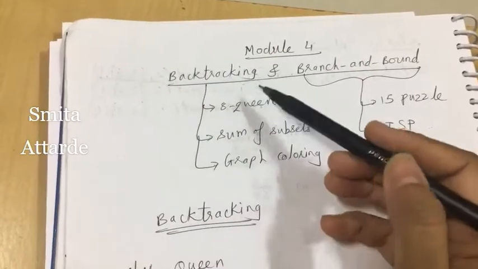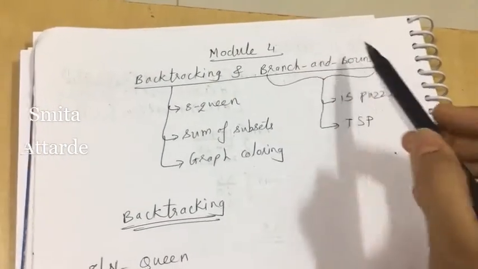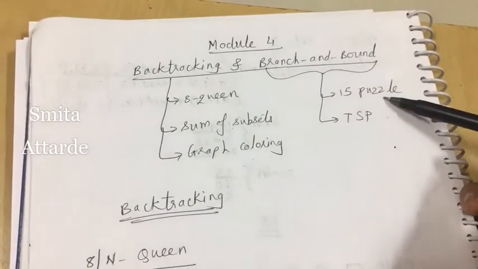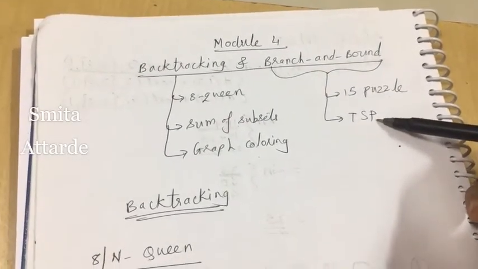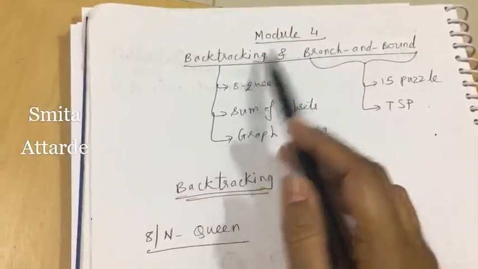In backtracking we are going to see the examples of 8 queens, sum of subset and graph coloring, whereas in branch and bound we are going to study the 15 puzzle and the traveling salesman problem. So let's start with the first concept, backtracking.